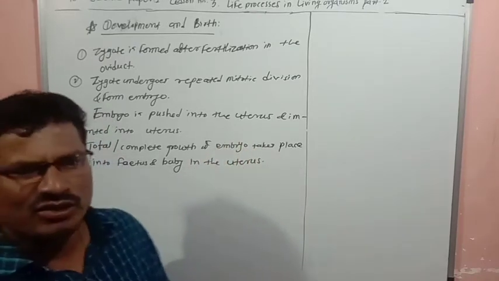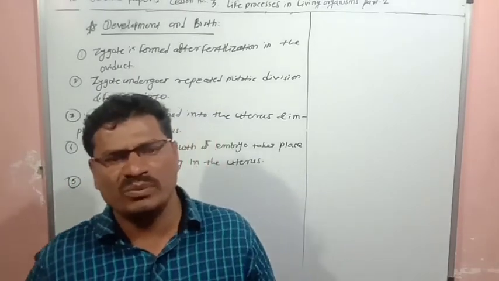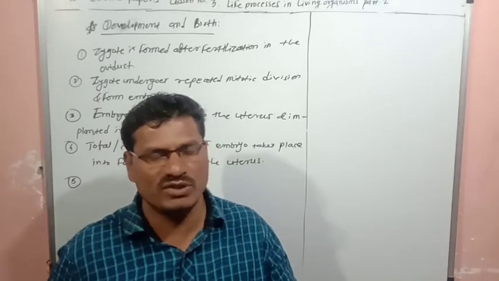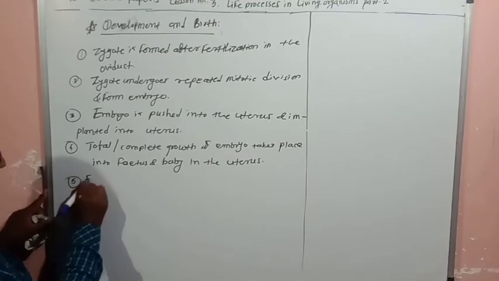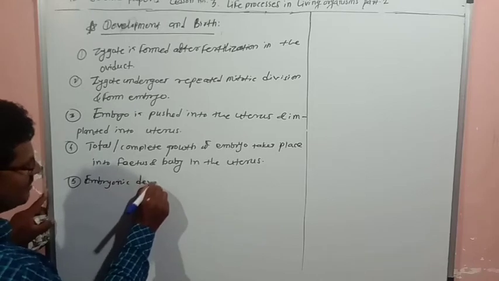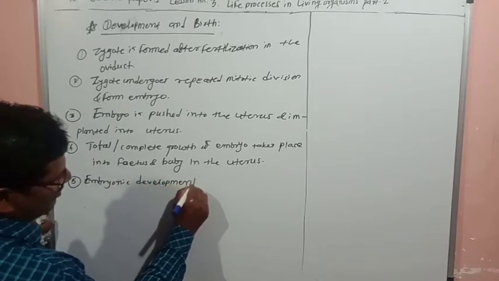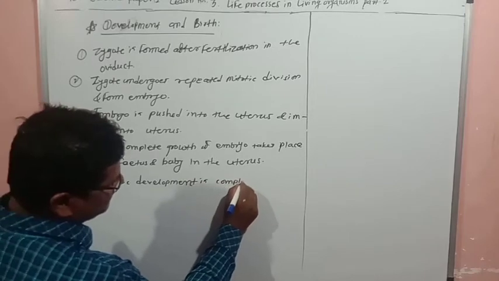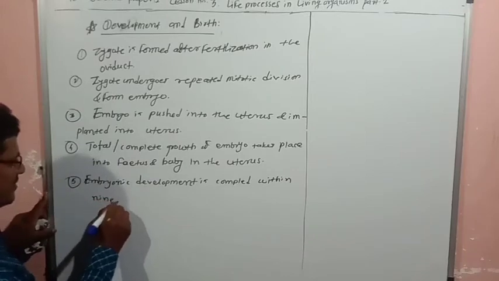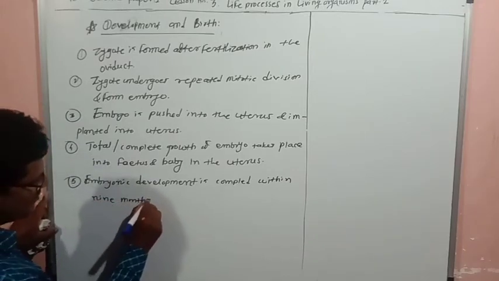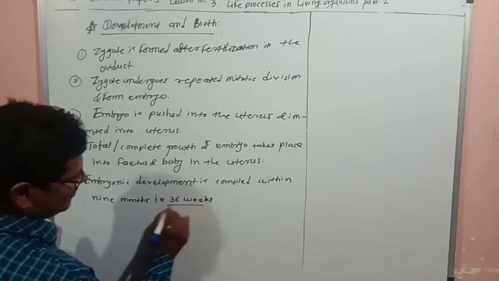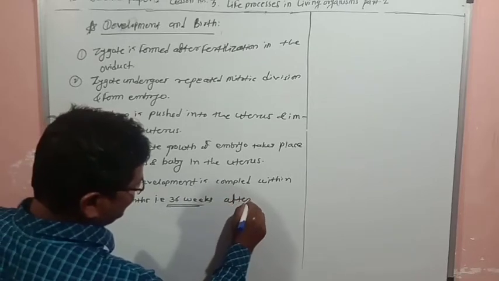The fifth point: embryonic development is completed within 9 months, that is 36 weeks after the fertilization.